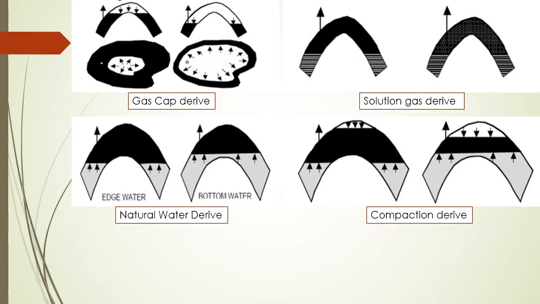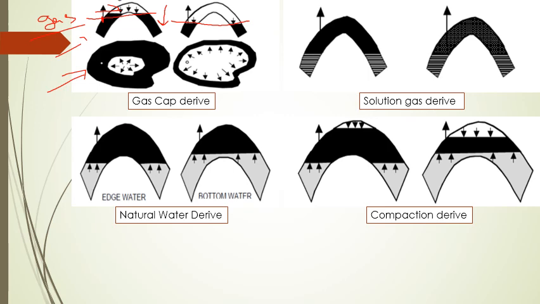This diagram shows the four drive mechanisms. In gas cap drive, we can find that the upper part has gas, and the gas will expand as pressure is reduced. This is our well. So as we produce oil, the gas will start to expand and put pressure or stress on the oil beneath it to force it to get out. We can also see that the gas-oil contact started to go down.